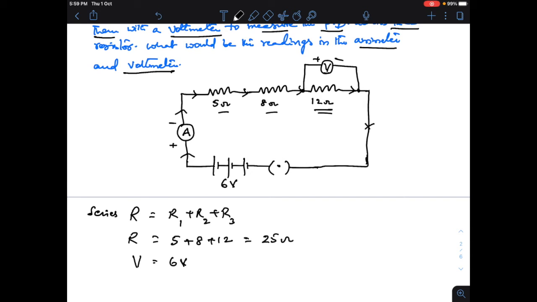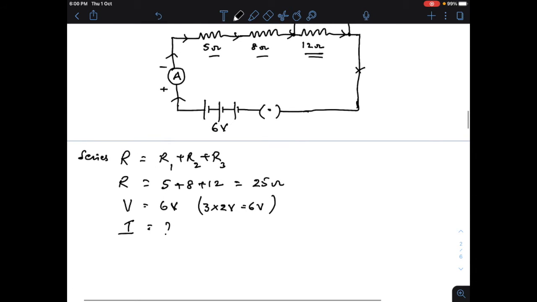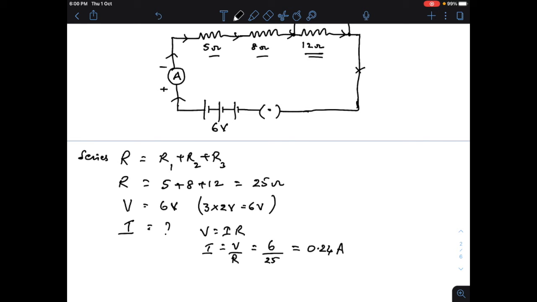How did I get 6 volts? There are 3 cells, each of which gives 2 volts, so that becomes 6 volts. So voltage is 6 volts. Now I have to first calculate the current flowing through the circuit. What is I? Again from Ohm's law, V is equal to IR, I is equal to V by R. So V here is 6 and R is 25. So that is equal to 0.24 amperes.